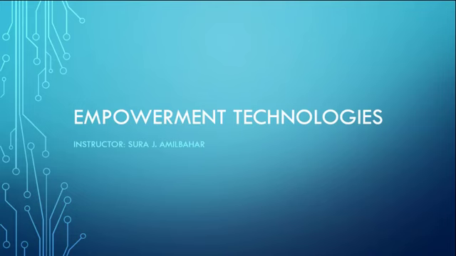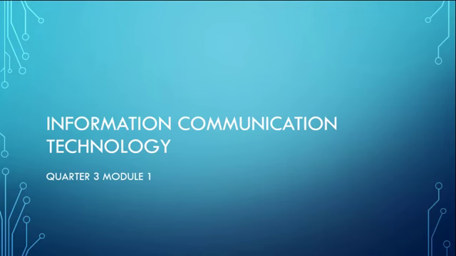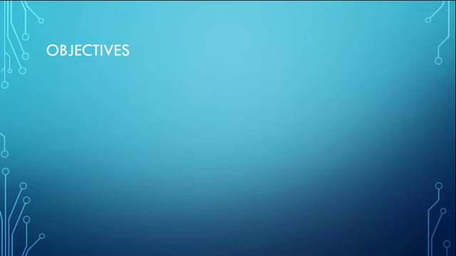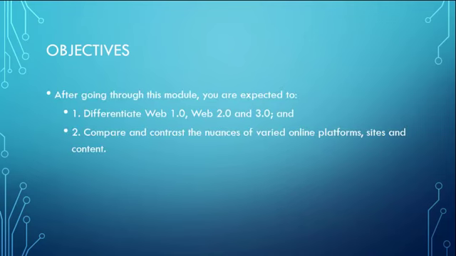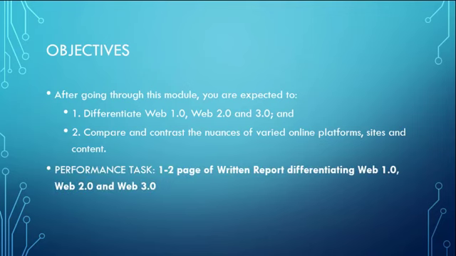This is a video lesson recording for Empowerment Technologies, and this is for Module 1, which discusses information communication technology. The objectives for this module are, first, you will be able to differentiate Web 1.0, 2.0, and 3.0, and compare and contrast the nuances of varied online platforms, sites, and content. Your performance task for this module is a 1 to 2 page written report differentiating Web 1.0, Web 2.0, and 3.0.